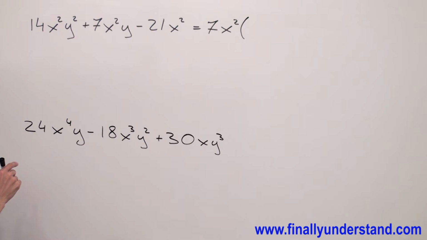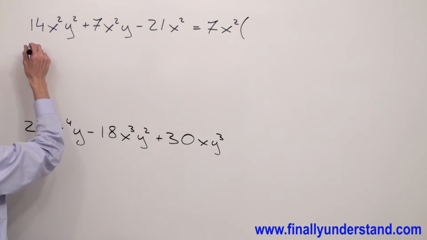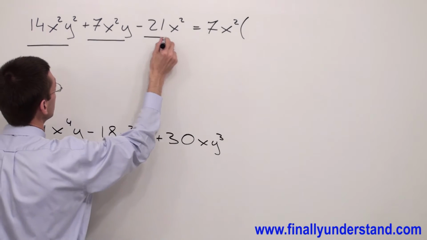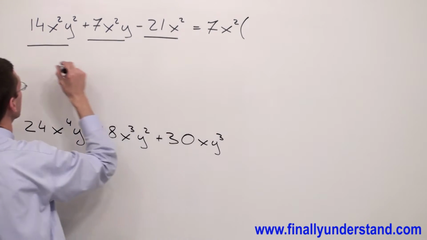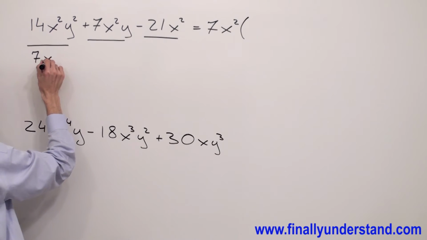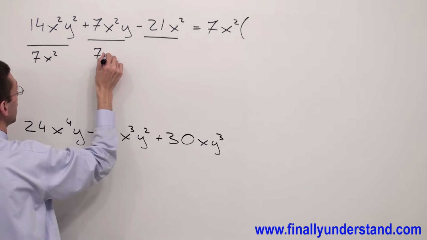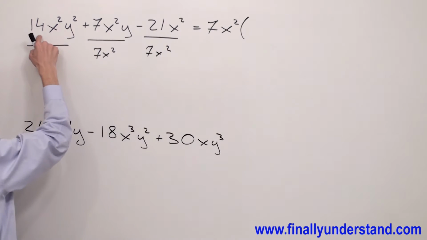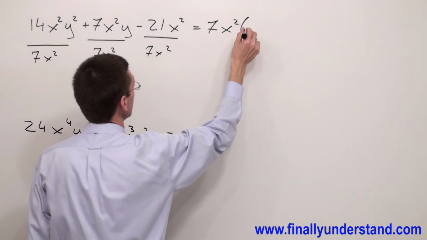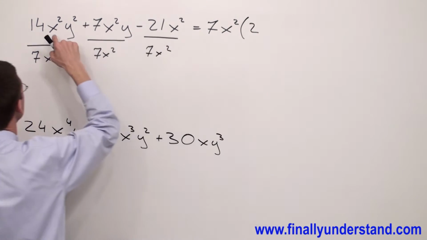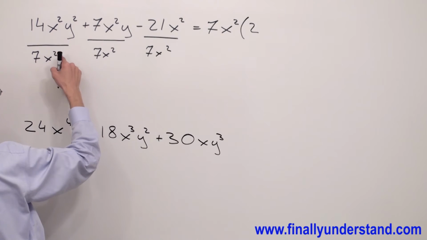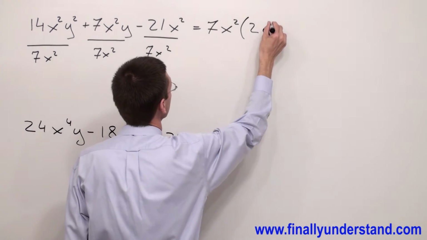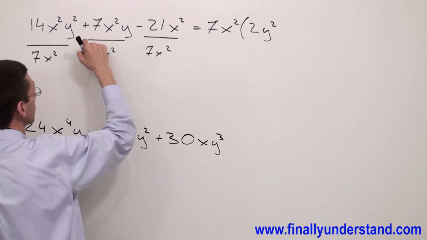Remember, anytime you want to find the expression which we have to write inside of the parentheses, we're supposed to divide every single term by the common factor. Divided by 7x squared, 7x squared, 7x squared. 14 divided by 7 gives me 2. X squared divided by x squared is simply 1. I don't write it. And I copy y squared. I have to copy the sign, plus.